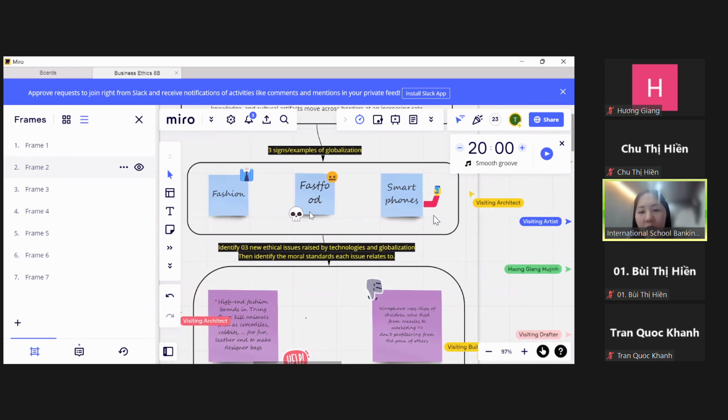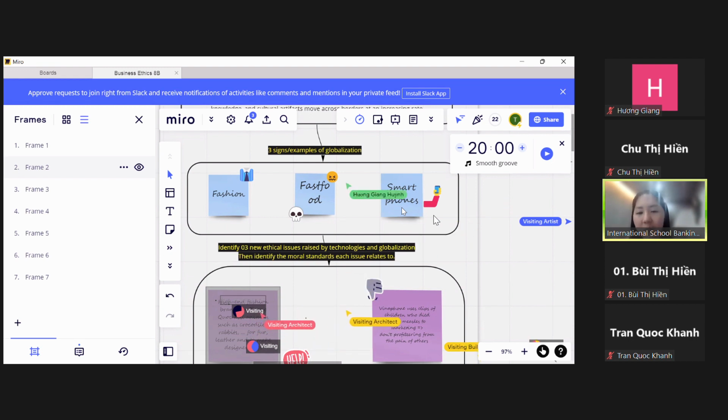But only fashion, maybe not, okay? Fast food, okay, this is a good example because you can see fast food everywhere in the world. But to make it clear, you can say that fast food in Vietnam, because fast food is an icon of the West, okay? We have fast food in Vietnam, it is because of globalization, okay? And smartphones, a very good example, yeah. Smartphones gonna connect people from different continents. So it's a good example of globalization.